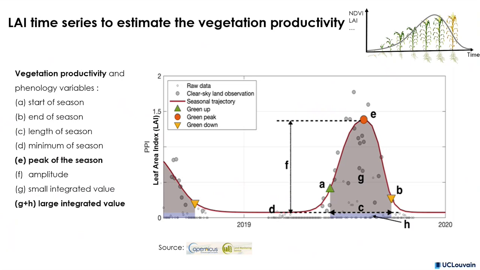The amplitude is, of course, the range of the LAI value, here corresponding to F. And then we will also use in our section 3 exercise the large integrated value, corresponding to the area under the curve of the LAI profile over the season. This area under the curve, here in gray and blue, corresponds to the vegetation productivity. Before looking at this variable to relate to the crop growing cycle, I will leave the floor to Fabrizio Ramoino to introduce you to the pre-processing and the SNAP toolbox.